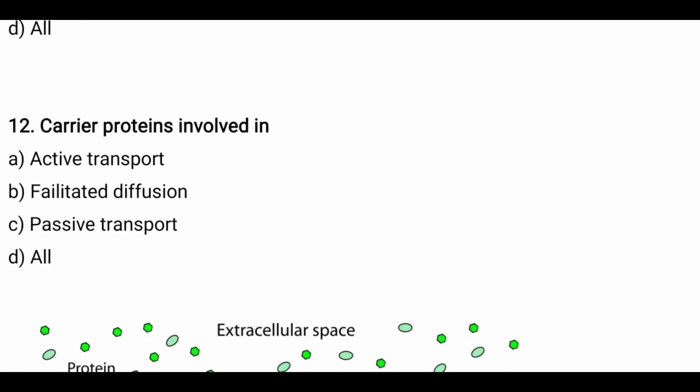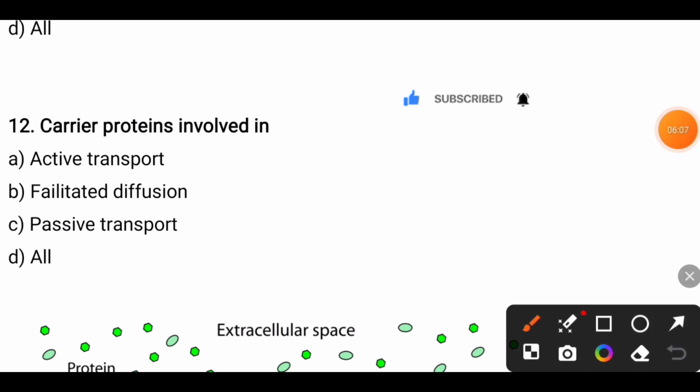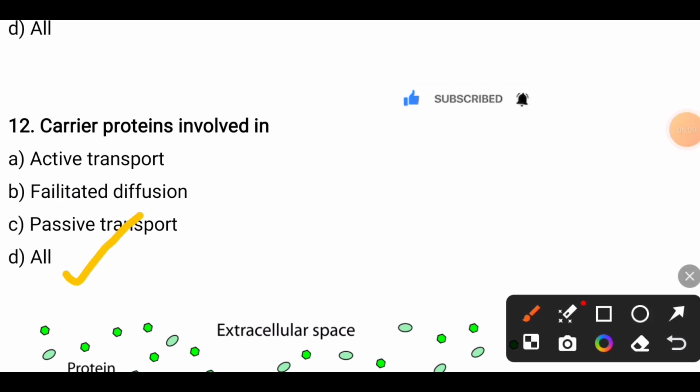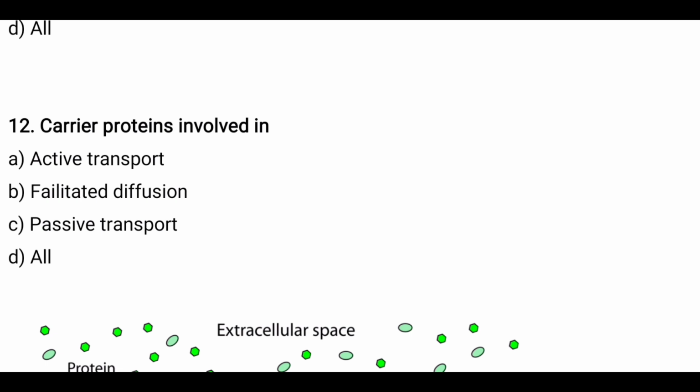Carrier proteins involved in. Options are active transport, facilitated diffusion, passive transport. So the correct answer is all. Carrier proteins are involved in active transport as well as facilitated diffusion as well as passive transport too. Okay, so let's see the next question.